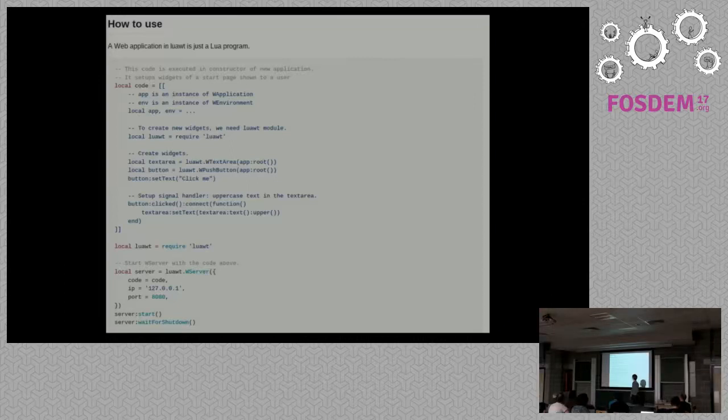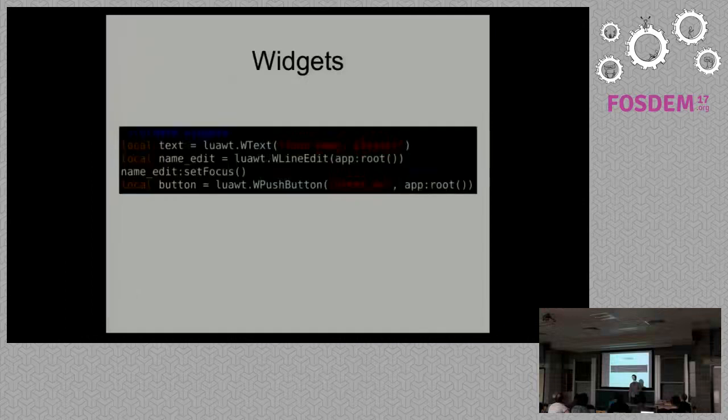And let's look at these parts in more detail. So widgets, which are visual elements of user interface, provide abstraction of HTML and CSS. So it's a really simple example. We just create Lua objects, and each widget is represented in Lua as a metatable, so nothing special there.